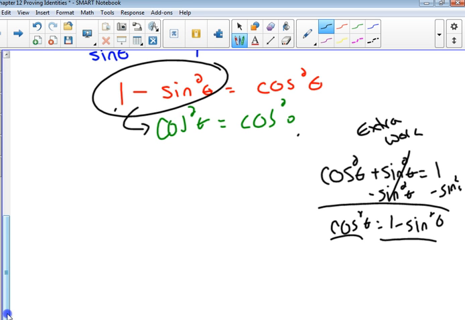Wait, so does that mean 1 minus cosine squared? Yes, Frida, exactly. Frida just said another good thing. If you had 1 minus cosine squared, what do you think that equals? Sine squared. 1 plus cosine squared? Well, you would never actually have a 1 plus, because to move either of these over, it has to be subtraction. Good question.